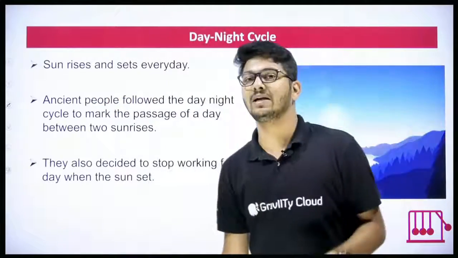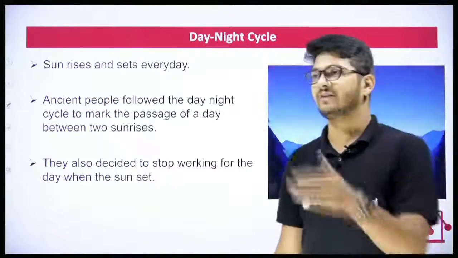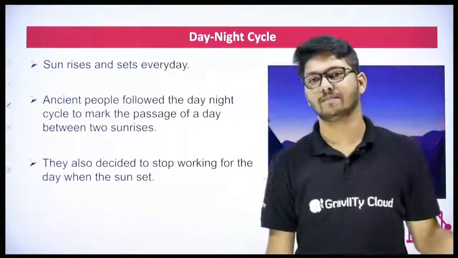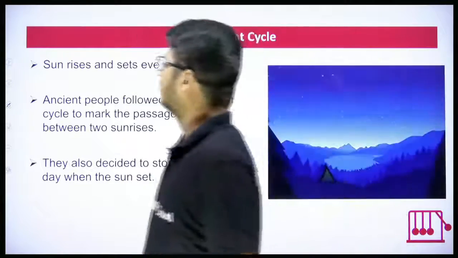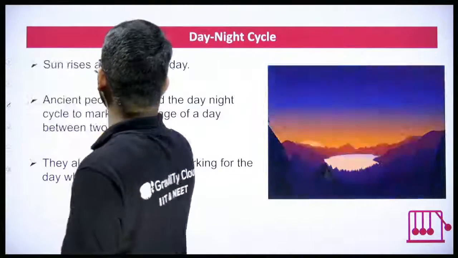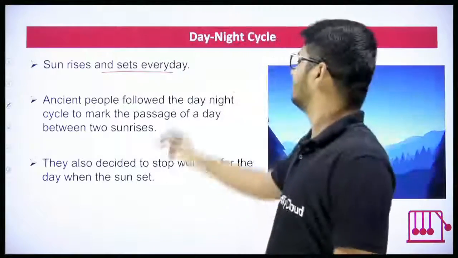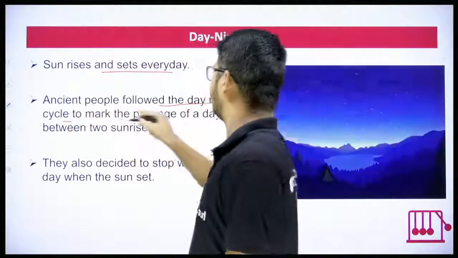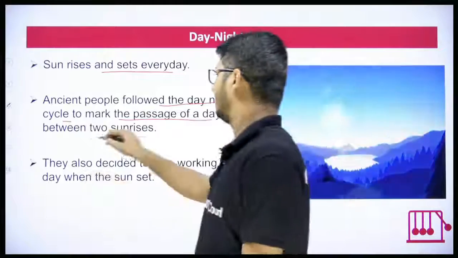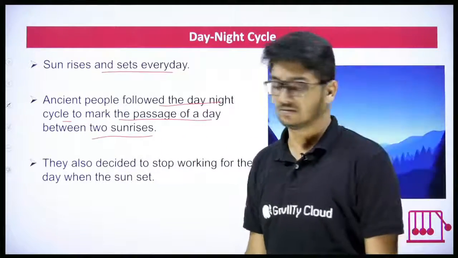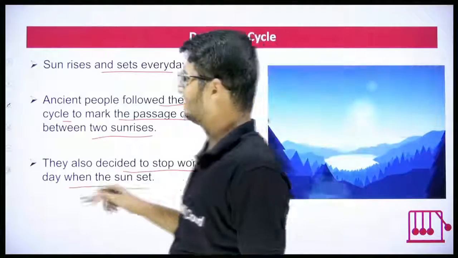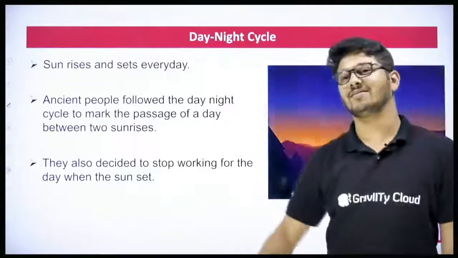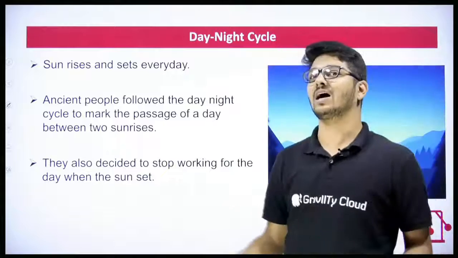I told you, right, what is time interval between 2 events? You can say from day to night is 1 time interval and from night to day is another time interval, right? So we can say that sun rises and sets every day. So ancient people followed the day-night cycle to mark the passage of a day between 2 sunrises. They also decided to stop working for the day when the sun set because it becomes dark. So for them, sunset meant they would not work after it.